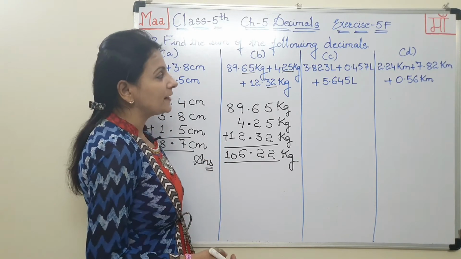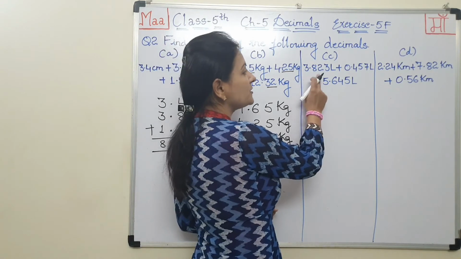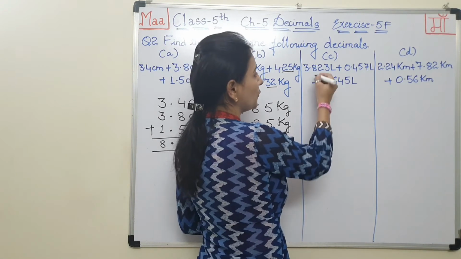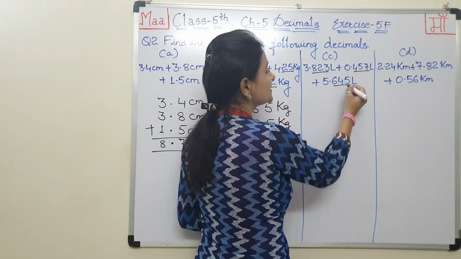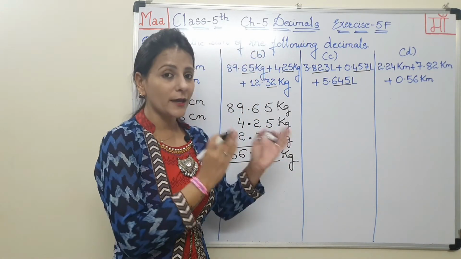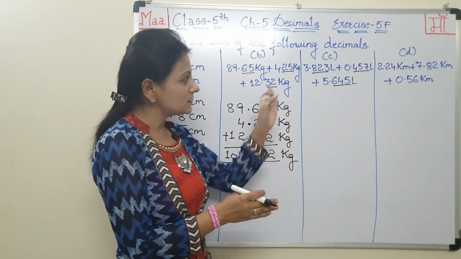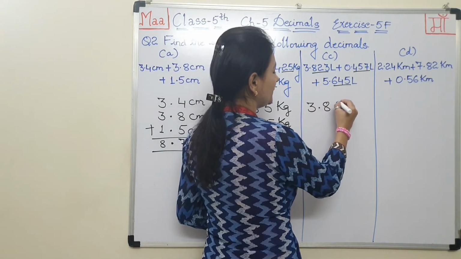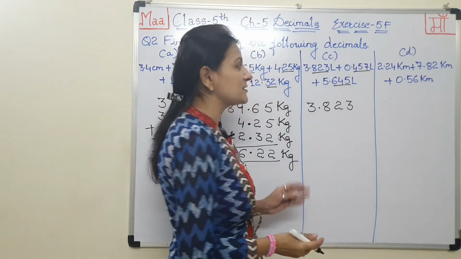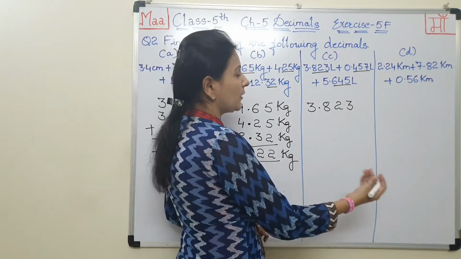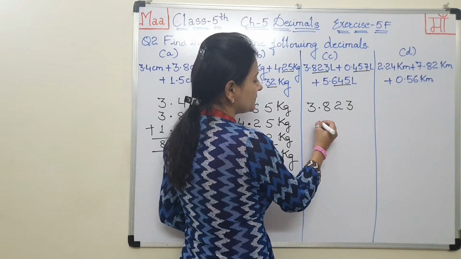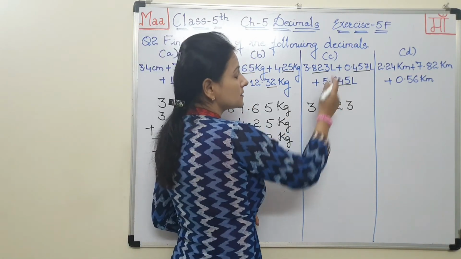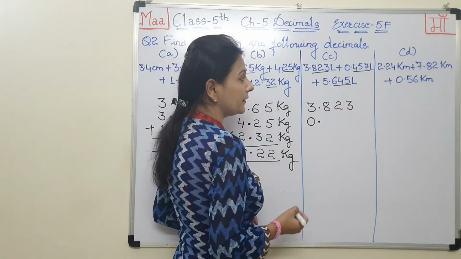Let us move on to part C now. It is 3.823, 0.457 and 5.645. So there are three digits after decimal. So again it is given in like decimals. So we will simply arrange it in column as 3.823. First decimal number I have written. Now for writing the second decimal number, firstly we will put the decimal, and before decimal there is digit 0. So that will come under 3.